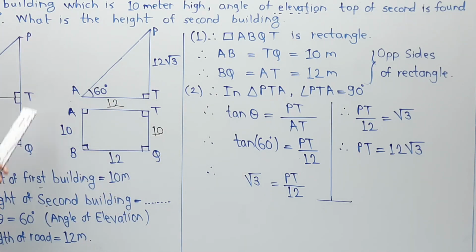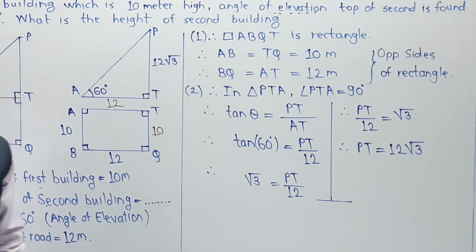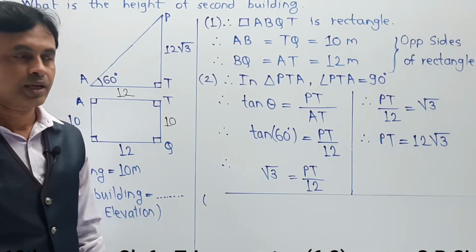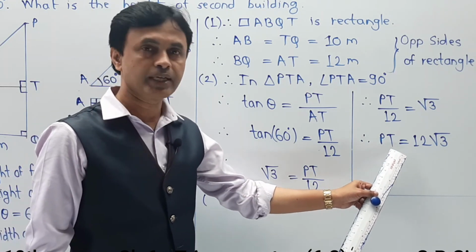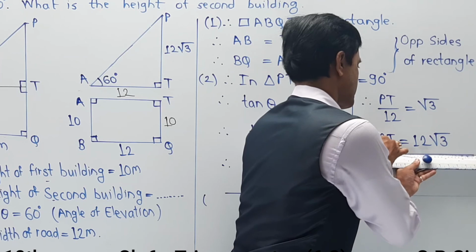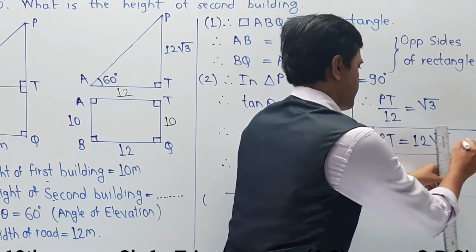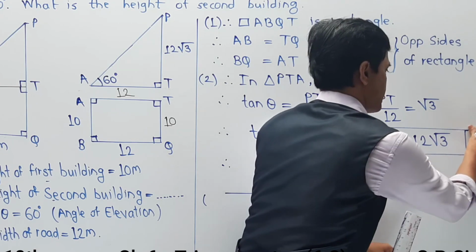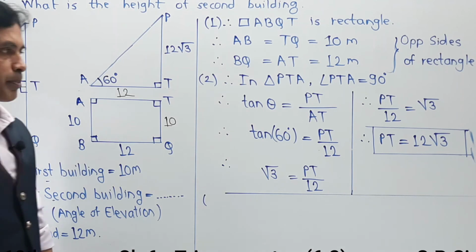And here PQ is nothing but PT plus TQ. And I am going to do the same calculation over here. Please pay attention. Now with the help of calculation we are able to reach up to the value of PT, and that PT is nothing but 12 root 3. I am going to make a box around this answer so that the part will be clear. And in this case you are able to get two parts over here.